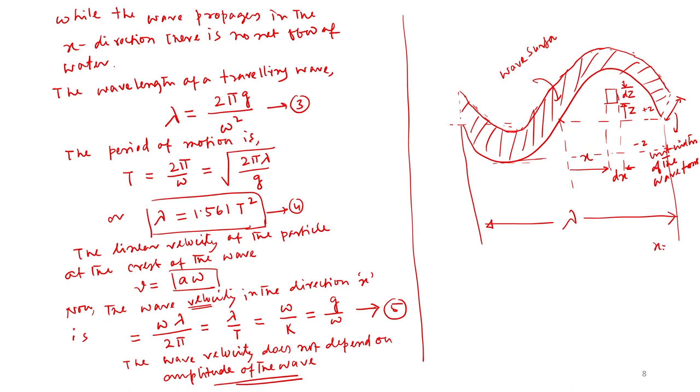So here x is something like lambda by 2, and this h, if we represent the waveform, which is the vertical distance, that means displacement above the mean sea level, this h is equal to a sine of kx. Okay, so this is the waveform pattern, right? So this shows the wave surface of one wavelength and unit width at any instant of time, right?